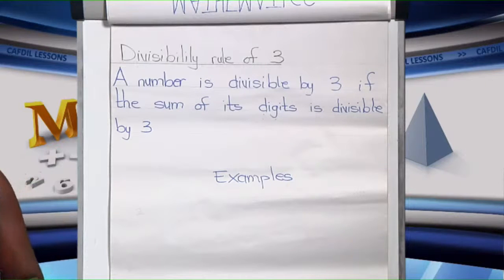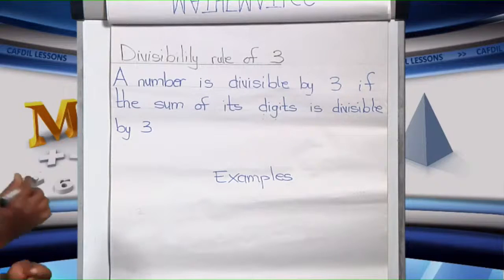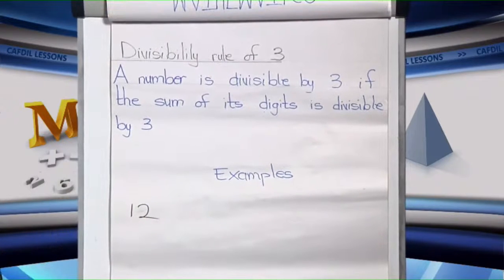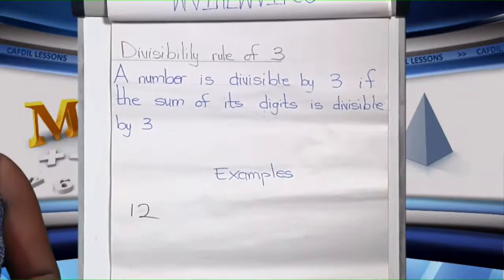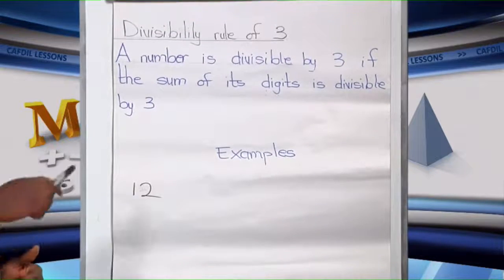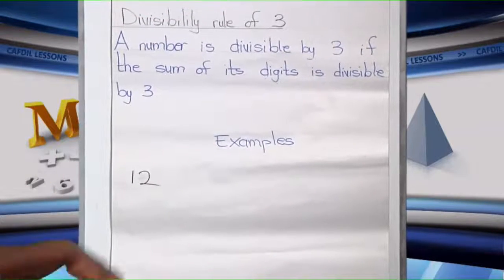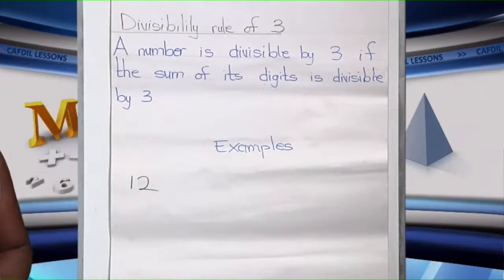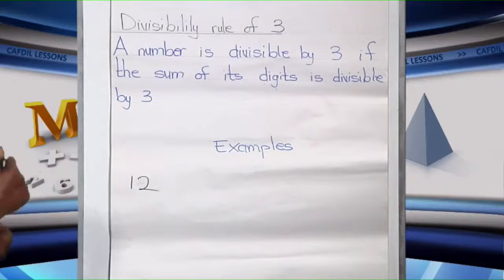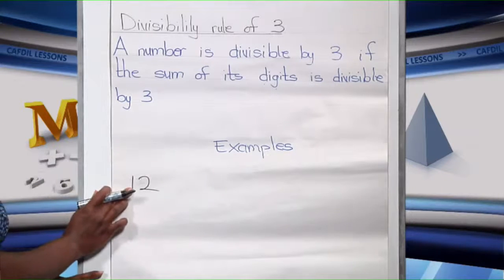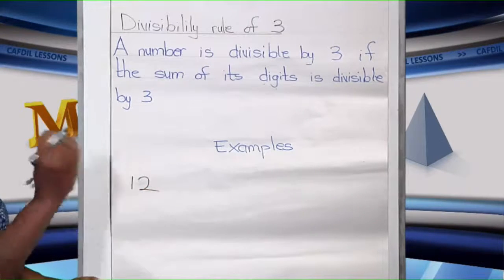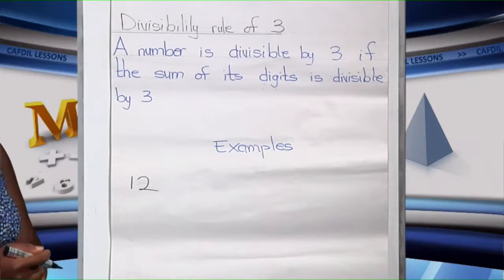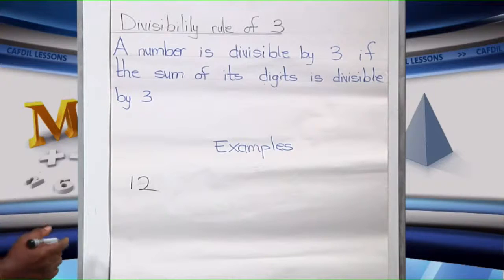What do we mean by that? So I have 12. Let's check if 12 is divisible by 3. Per the rule, what does it say? If the sum of its digits is divisible by 3. So the sum of its digits, we have 1 and then 2 to be the digits of 12. So let's put them together and see if it is divisible by 3.